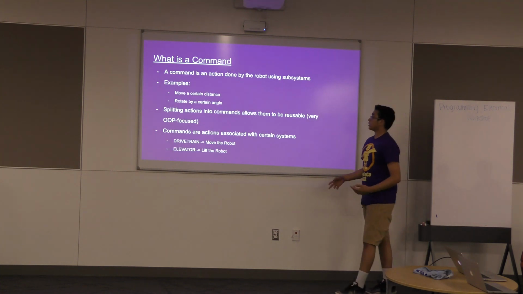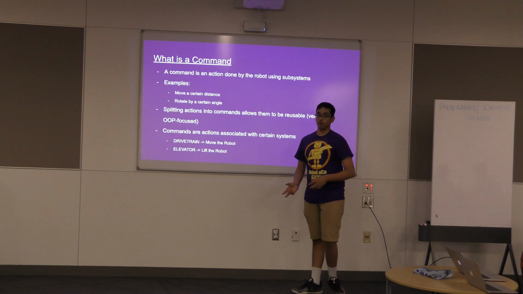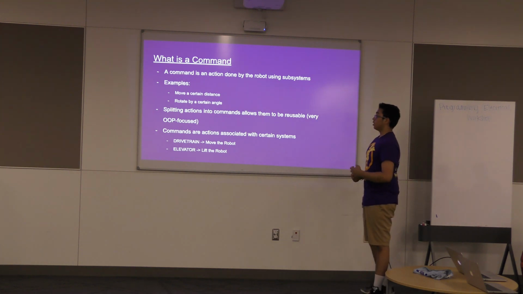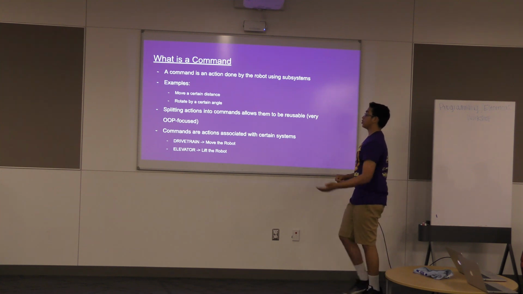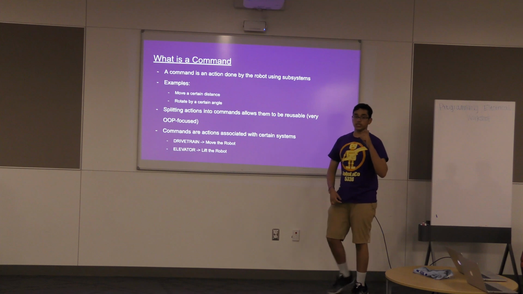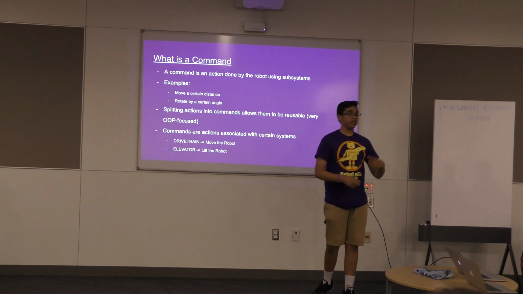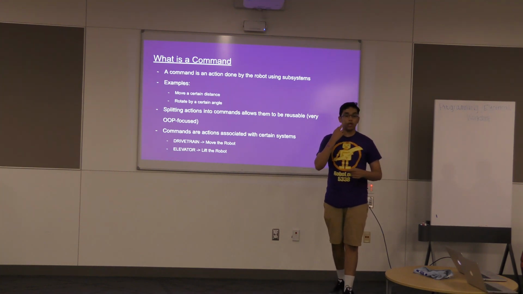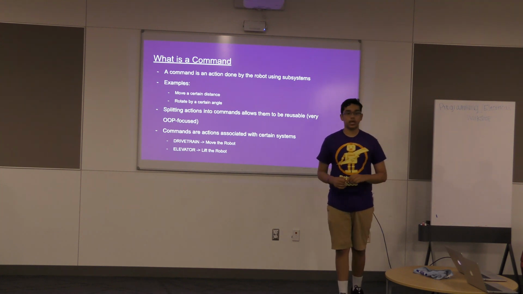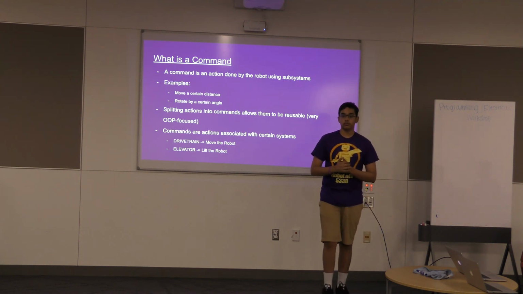So a command, like I said before, is an action done by the robot. So commands are actions, subsystems are actual things on the robot. Some examples of commands are move a certain distance, rotate by certain angles. And by splitting actions into commands, we can reuse them in different subsystems. So if I have something that says move a certain distance, give me 2 subsystems that I can use for that.